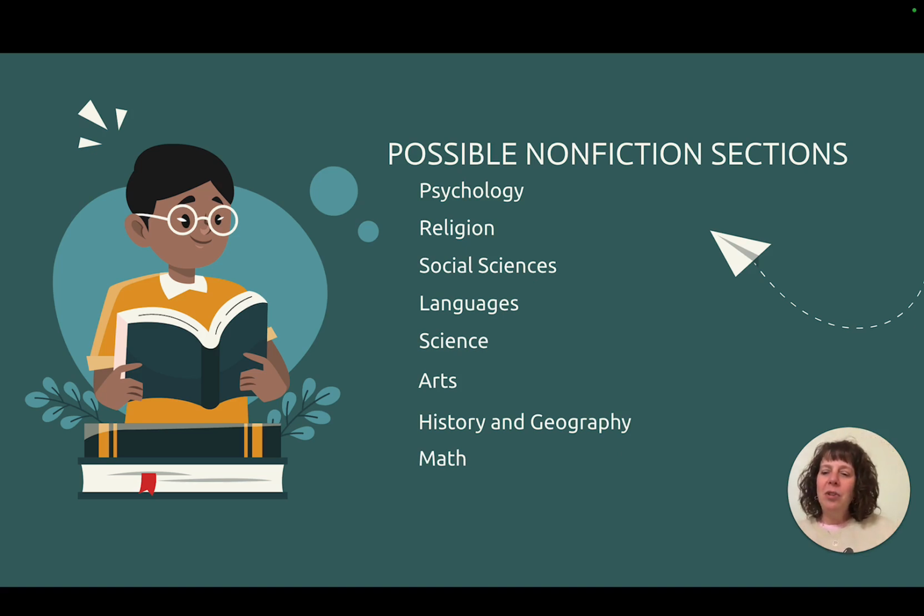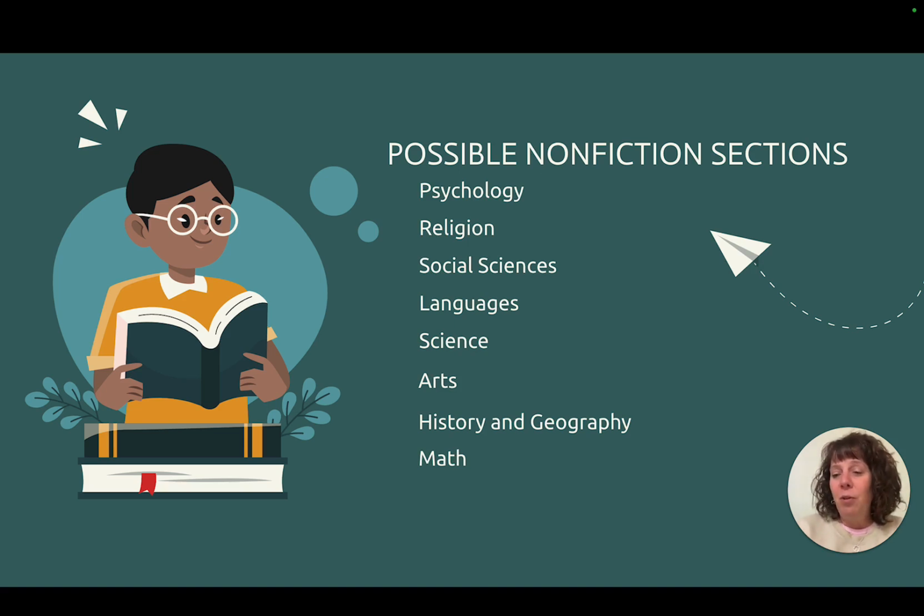All right, so possible nonfiction sections that you might find in your library. First of all, could be psychology, religion, social sciences. That covers anything from how the military is run, how the government runs, customs, folklore, things like that. Languages, learning about different languages could be a section. Science, art, history and geography, and math. So those are some general nonfiction sections.